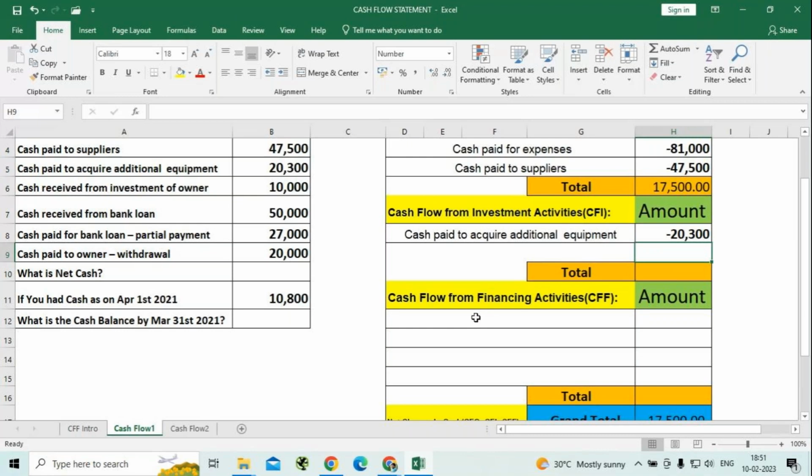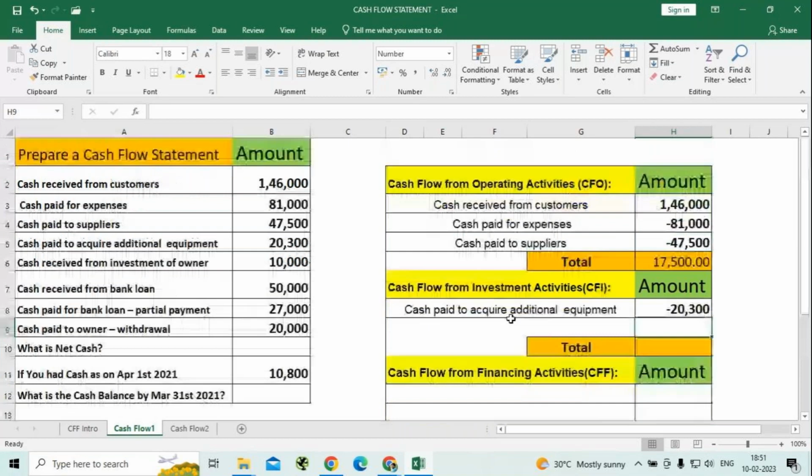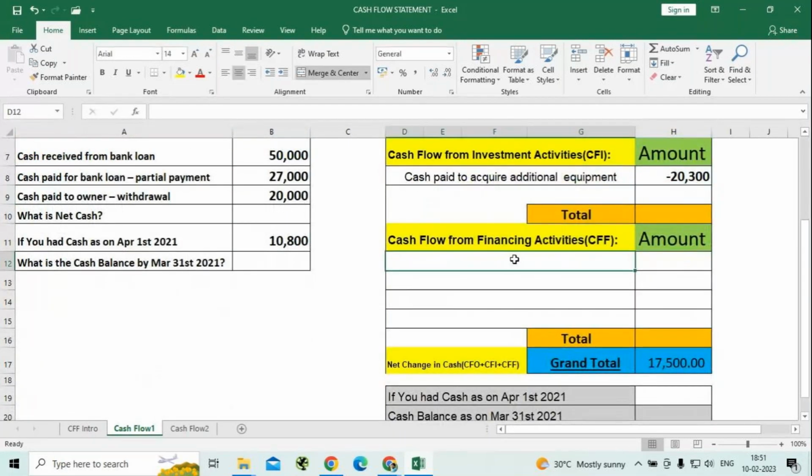Why am I not showing it as an investment? See, investment means something you invest once you have some money in your business, and you invest it outside the business, or you buy something for the business use. Here, since it is considered as a capital value, we are going to show it in financing activities.